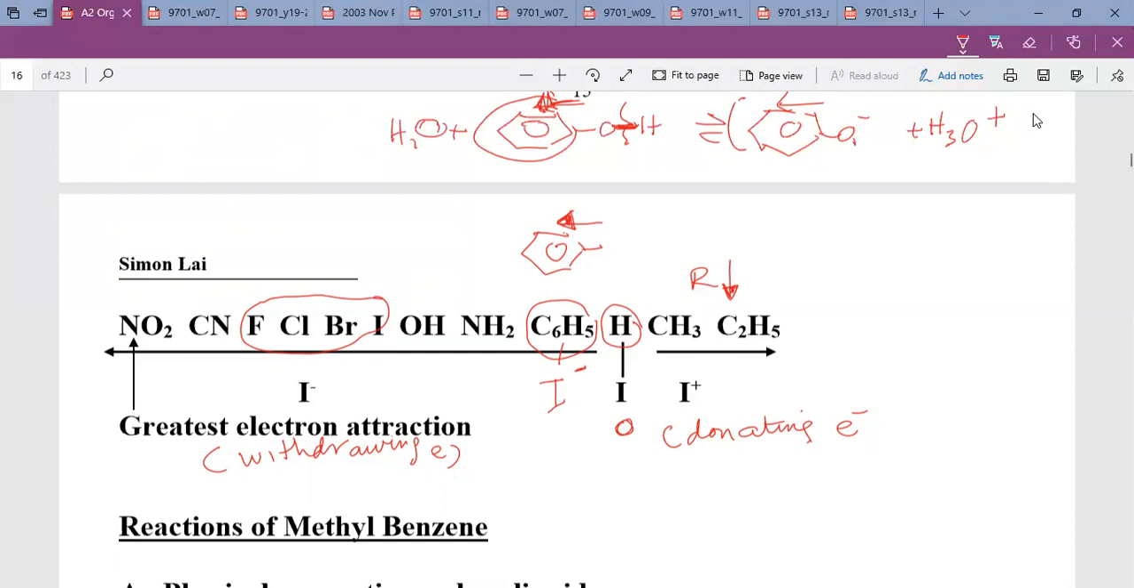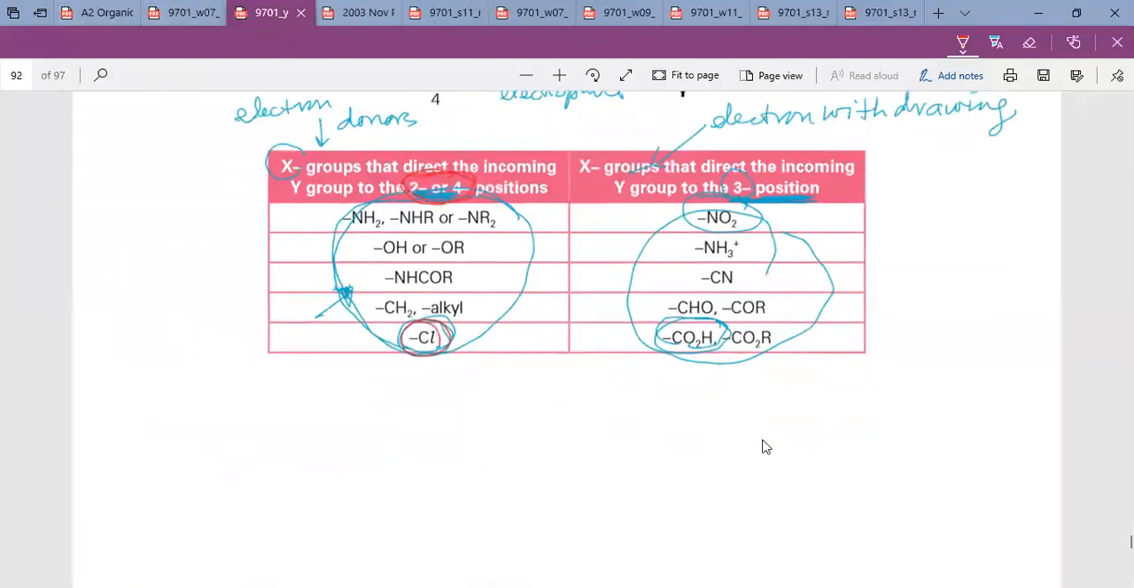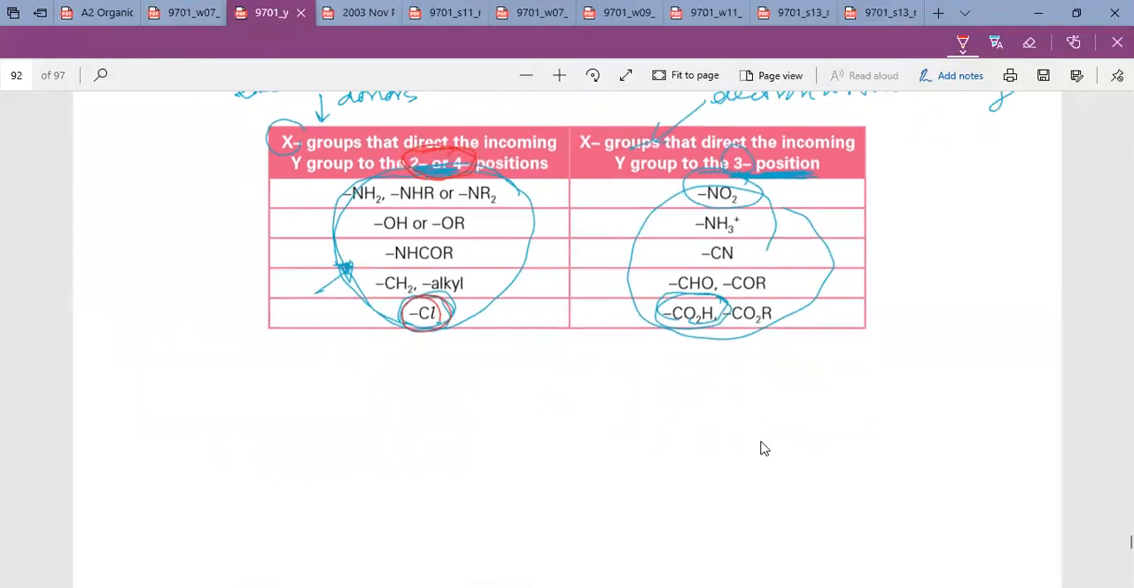So if you compare this idea of the effect of the R group here, now if you have your carboxylic acid, it's not given here, but you can look in this part. See your carboxylic acid here. This is actually electron withdrawing, your C double bond O here. Now remember, this is of course your benzoic acid.